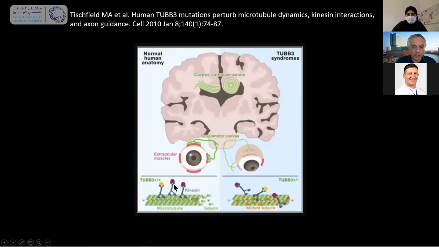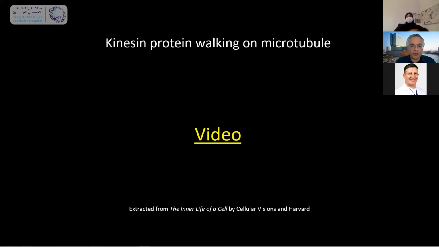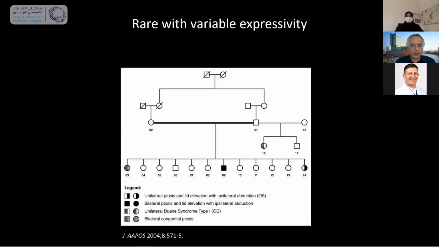Again, here is the axon. KIF21A carries materials down the axon like I showed you before. It walks on the microtubule, and TUBB3 codes for the microtubule. So KIF21A cannot walk. And that's what happens with TUBB3 mutations. It causes a variable CFEOM phenotype, and also they have neurological abnormalities as well. I will skip the video because it wasn't working.